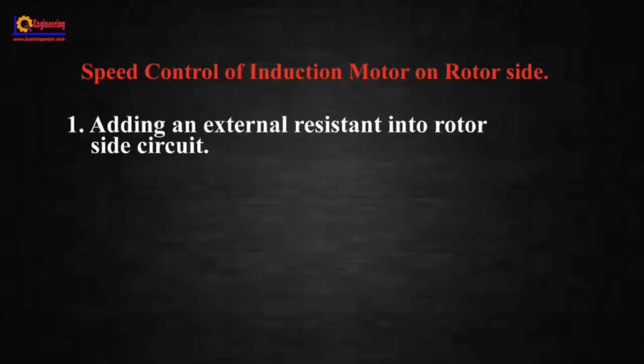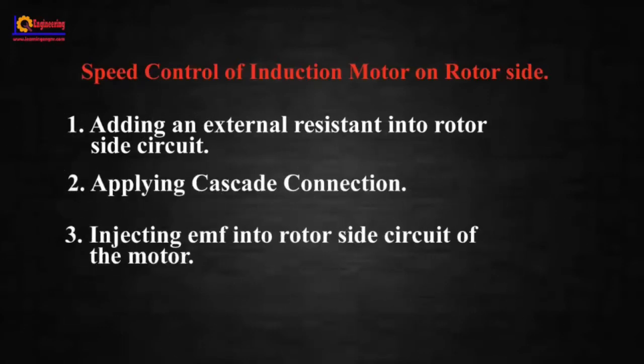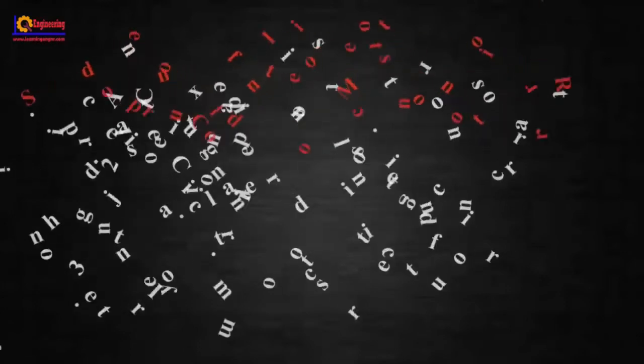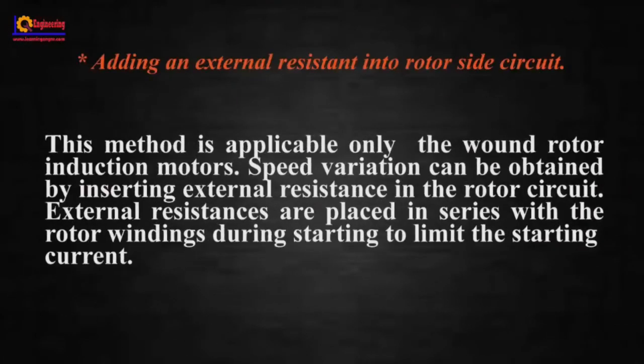First, add an external resistor into the rotor side circuit. Second, apply cascade connection. Third, inject EMF into the rotor side circuit of the motor. For adding an external resistance into the rotor side circuit, this method is applicable only to wound rotor induction motors. Speed variation can be obtained by inserting external resistors in the rotor circuit. External resistors are placed in series with the rotor windings, also to limit the starting current.